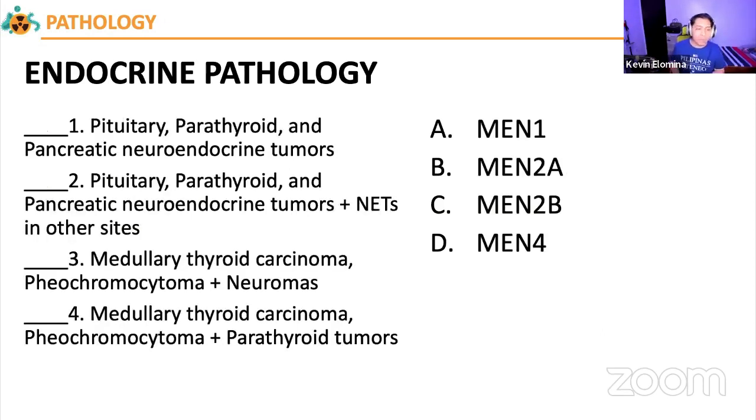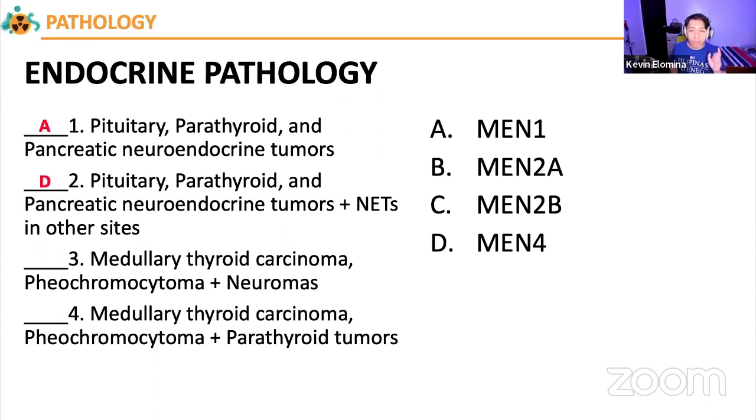Okay? Now, MEN, okay, tinatanong to. So, pag triple P, ano yon? Your MEN 1. Okay? But if you have your MEN 1 plus NETs in your other sites, that is your MEN 4 or your MEN 1-like syndrome.